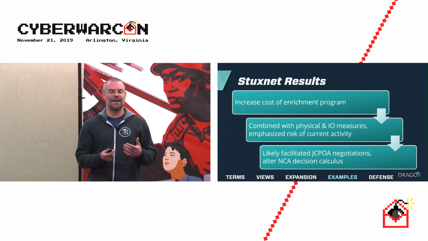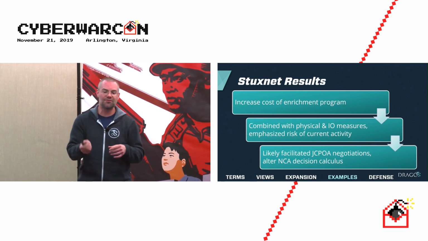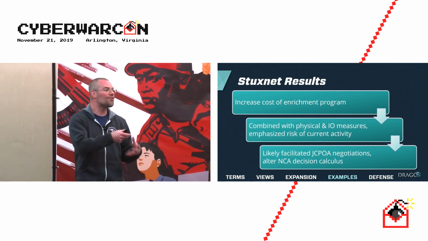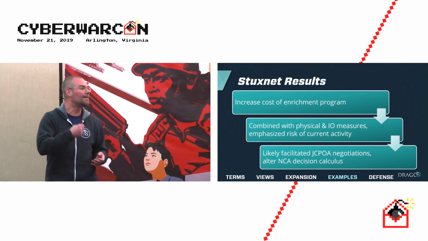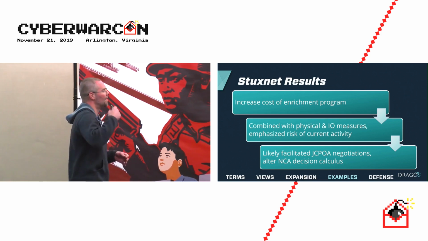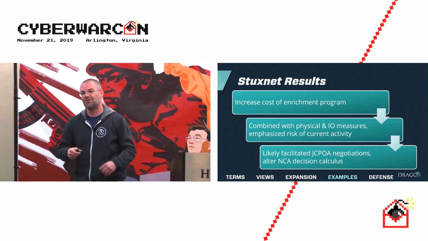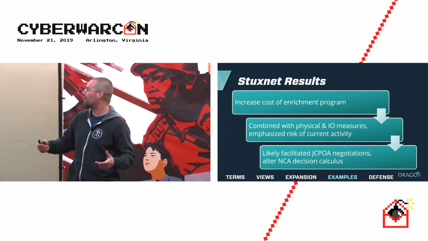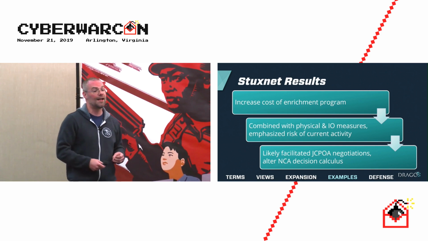So the results of Stuxnet: you increase the cost of the enrichment program, but combined with physical and IO measures, increase the risk and uncertainty of that program, which likely facilitated us not bombing Iran. I remember John McCain, bomb Iran or whatever, like crazy stuff. But it likely facilitated the Joint Comprehensive Plan of Action negotiations, which we then discarded a year ago now, I guess, that altered the National Command Authority of Iran's decision calculus.